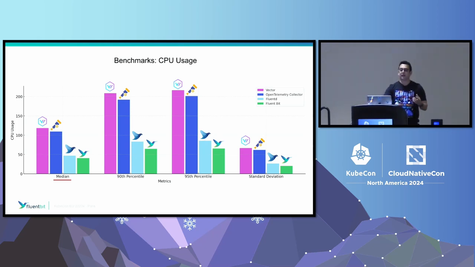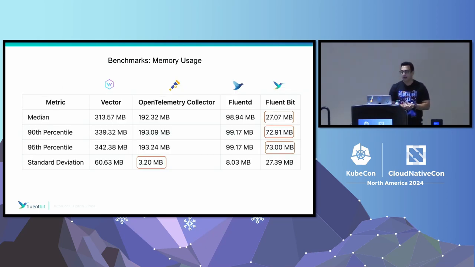Now, when processing data, CPU is important, but we also need to care about how much memory we're using. For the same test, you can guess that Fluent Bit was using almost 27 megabytes, while others were 98, almost 200, 300 megabytes. This is not that much if you have one instance, but in a real production environment running hundreds of agents, this matters.